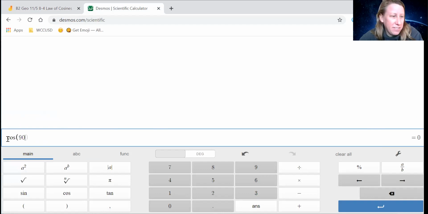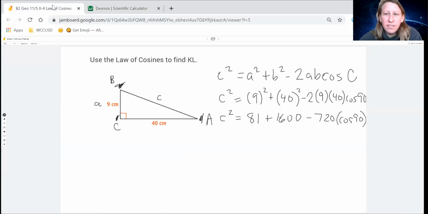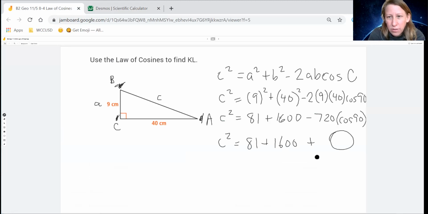So what does that mean? What's 720 times 0? 0. What's 81 plus 1600 minus 720? Do you see it? Do you see how all of this goes to 0? Okay. So we have C squared is 81 plus 1600 plus 0. Plus 0.